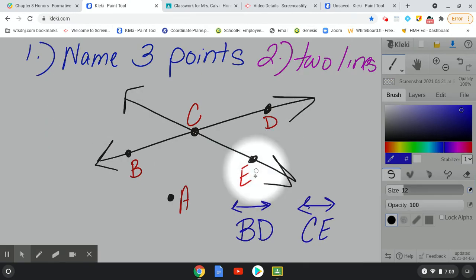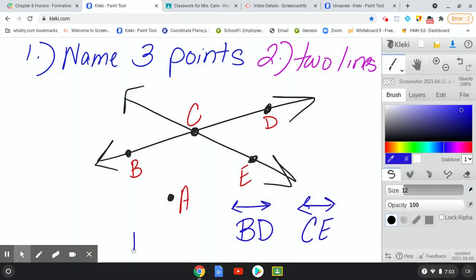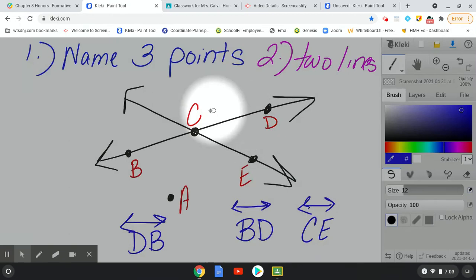I can say, even though I labeled this as line BD, that could also be labeled as line DB instead of BD, but that is the same line. It just doesn't matter whether I name it as line DB or BD, it would be the same line, okay?